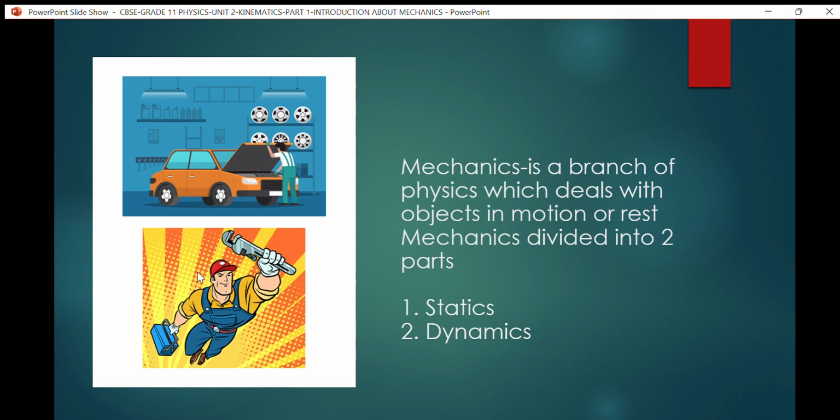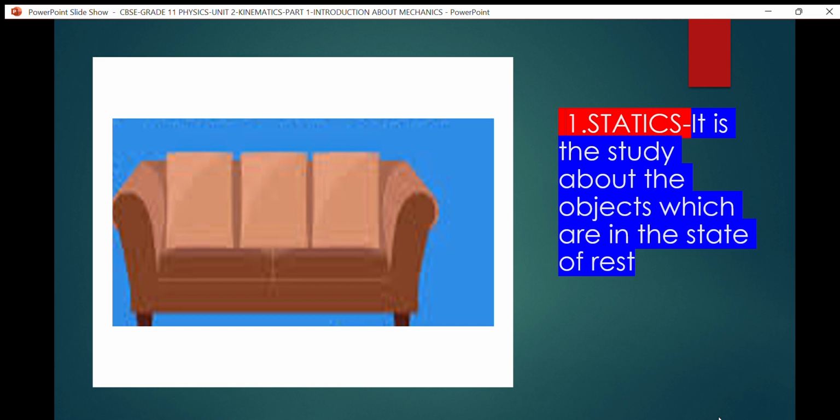And in the second picture, you can see the body is moving. So all these studies are coming under dynamics. So mechanics basically we divide into two parts. One is statics, another one is dynamics. In statics, as the name says, the objects which are in the state of rest, and in dynamics, the objects which are in the state of motion. So the first part of mechanics is statics. It is the study about the objects which are in the state of rest.